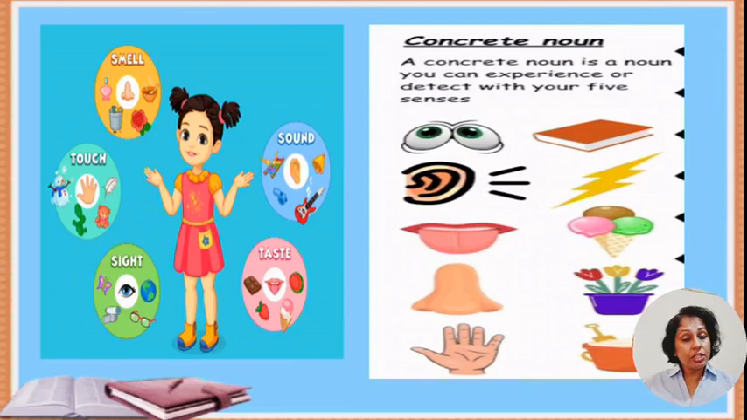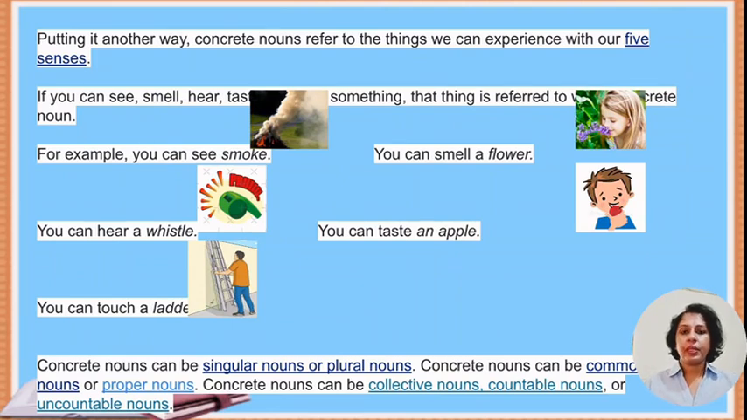If you can touch something and feel it, say for example, if you can touch a table, that's a concrete noun. Yes. So something that you can touch, smell, see, taste or hear, all these are concrete nouns. So if you can see, smell, hear, taste or touch something, that thing is referred to as a concrete noun. Say for example, if you can see smoke, that's a concrete noun.